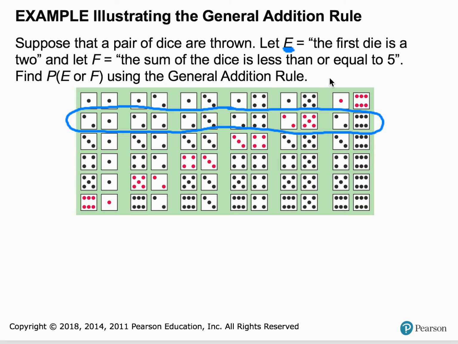All right. And then it says, and let F be the sum of the dice is less than or equal to 5. So let's see where that is. Less than or equal to 5. That's too much. So we've got this right here. Sum of the dice less than or equal to 5. Let's see.